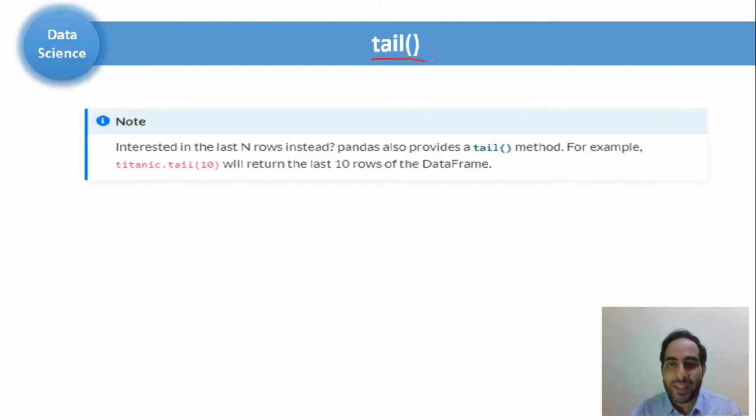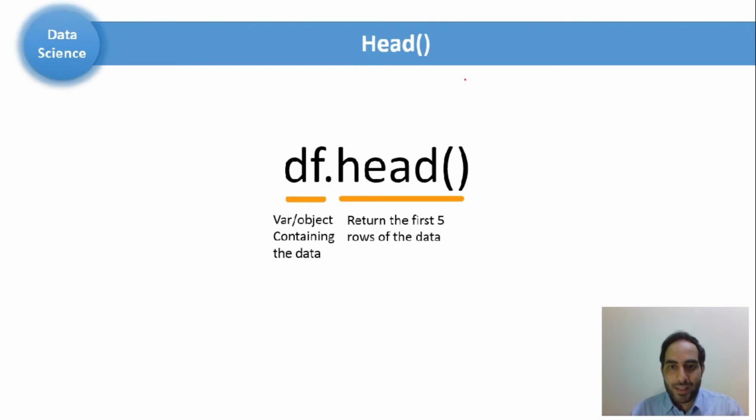We have also tail. Tail is the opposite. It's going to show you the last 5 rows of your data, from the bottom of your data. So let us just explore more information. This is how to use it.